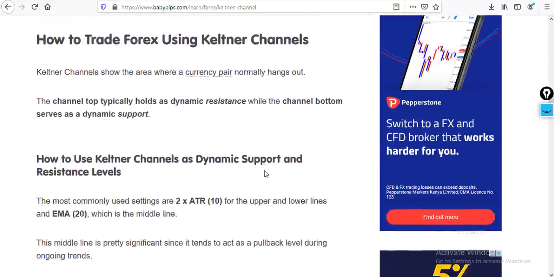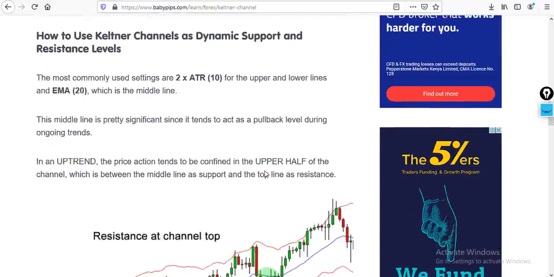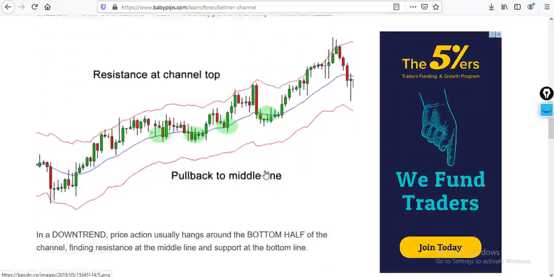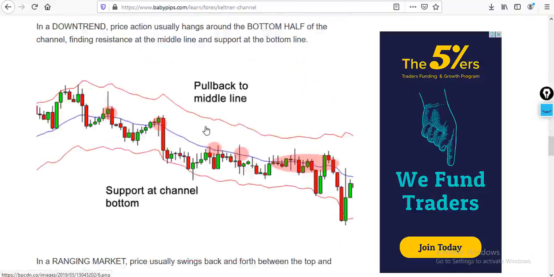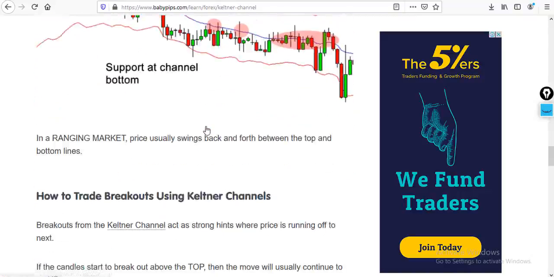Okay, so how to trade the Keltner channels? You can use the Keltner channels as basic dynamic support and resistance levels. So when price hits the bottom line, just know that this is a temporary pullback, since the market has been in an uptrend. When it hits the middle line, which is the exponential moving average, know that it's a temporary pullback. However, when the price hits the top line, know that price will fall back down. Pullback occurs to the middle line, and that's how the Keltner channels work.